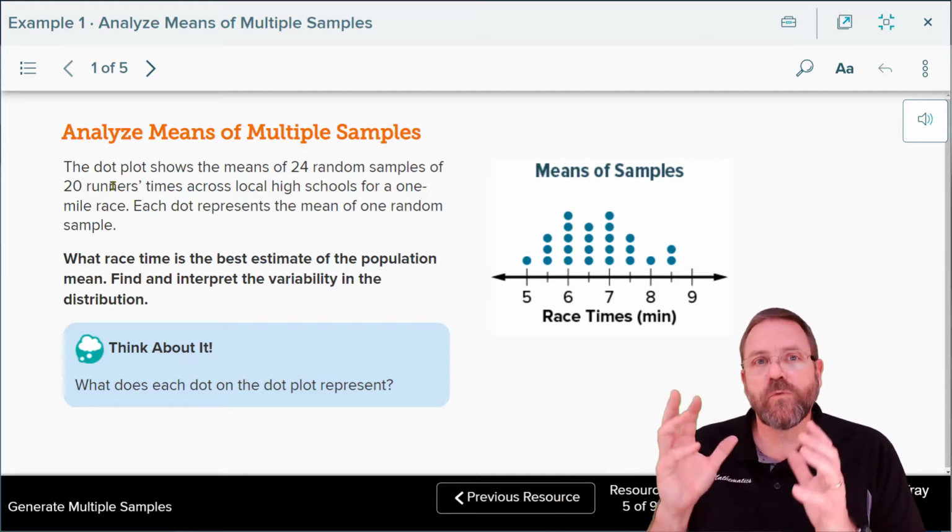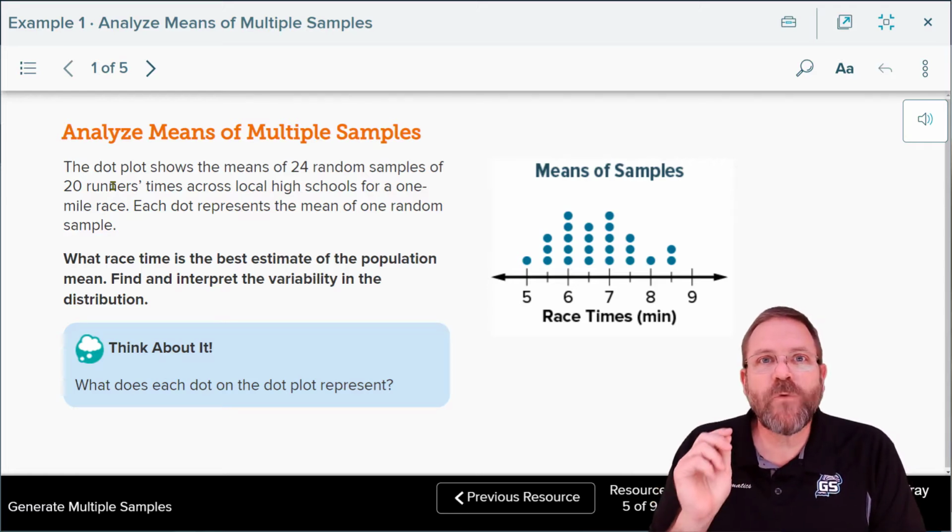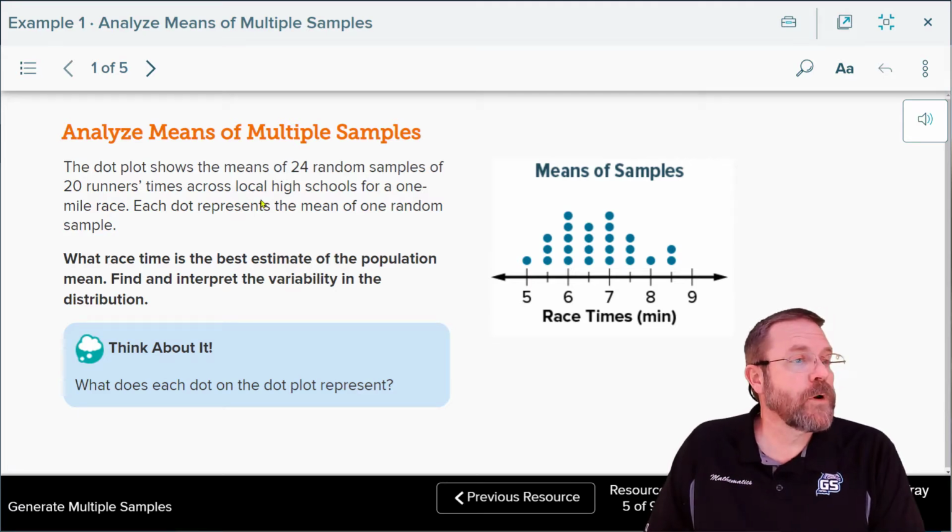So what they have is 20 runners, and off of each one of those runners, they took 24 samples. Okay, you with me? The 24 is kind of superfluous to us. They have averaged those 24 samples, and that is what's going on here in the chart, of 20 runners across the local high schools for a 1-mile race. Each dot represents the mean or average of one random sample. What is the race time for the best estimate of the population mean?